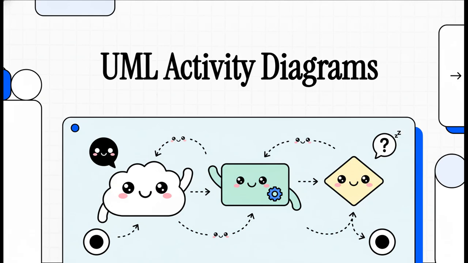Hey there and welcome! Today we are diving into a really powerful tool that can take a totally confusing workflow and turn it into a crystal clear map. I'm talking about the UML activity diagram. If you've ever found yourself struggling to explain a complex process, you're going to want to stick around for this.